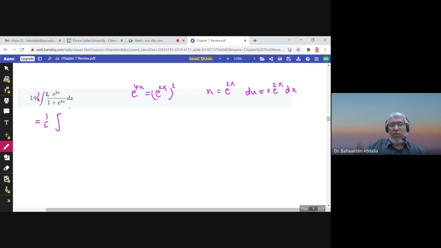Now 2e to the 2x dx is du, and 1 plus e to the 2x squared is 1 plus u squared. So e to the power 4x would be u squared. So this is 1 over 2, and this is tan inverse u plus c, or half tan inverse e to the power 2x plus c, and that's the answer.